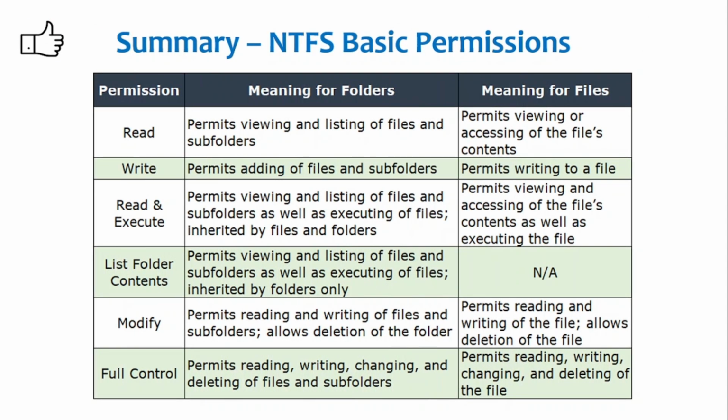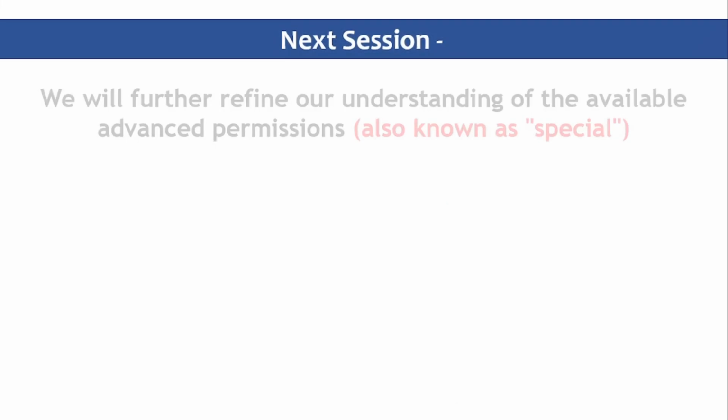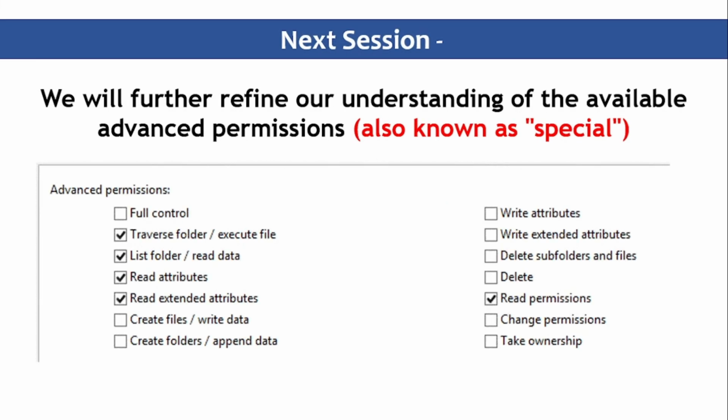So let us summarize today's session. So today we saw the basic NTFS permissions. We saw what is read, write, read and execute, list folder contents, modify and full control. So I have just created a chart over here that says meaning for folders and meaning for files. In our next session, we will further refine our understanding on available advanced permissions, also known as special permissions.